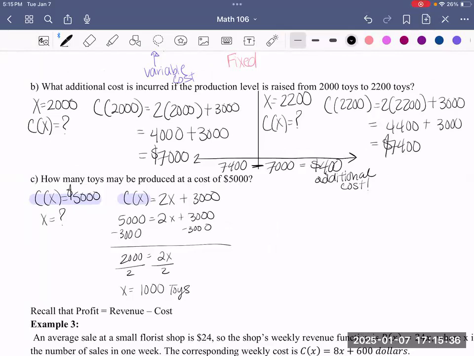Now, if you haven't paused the video, I would advise you to pause on example 3, see what you can come up with from here.